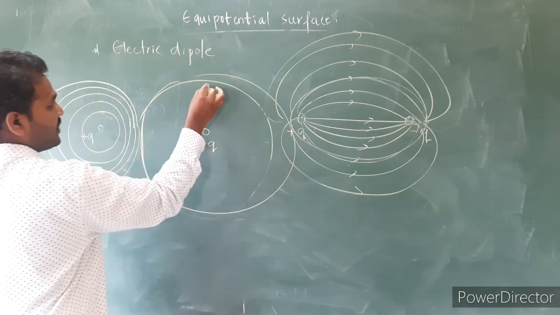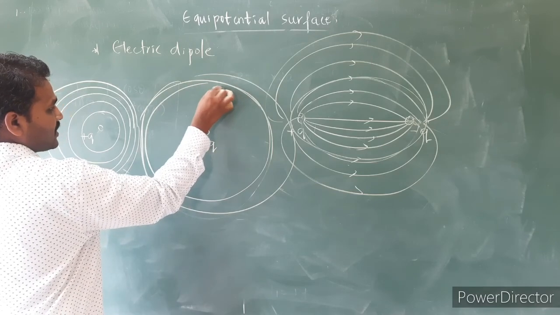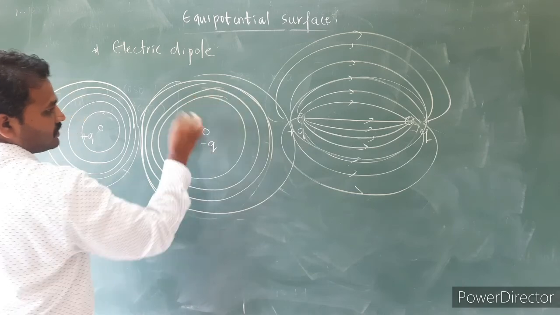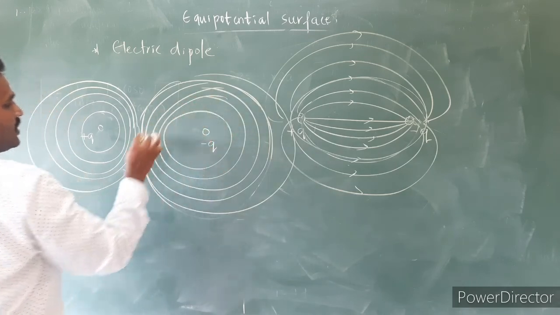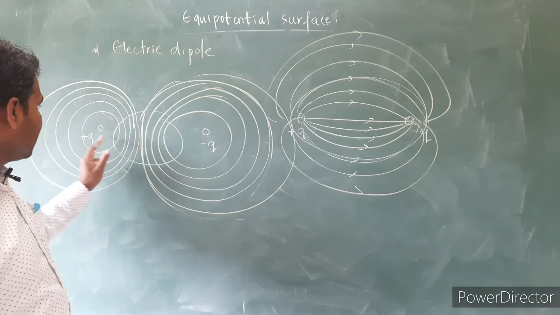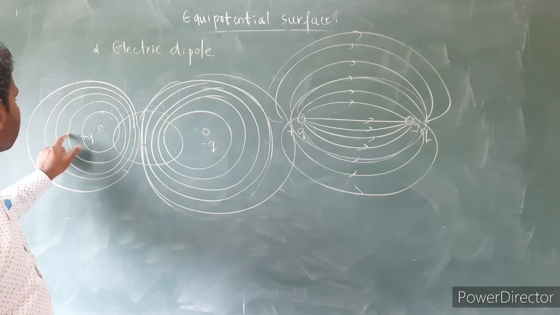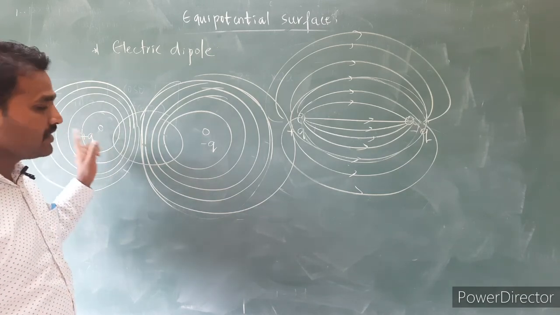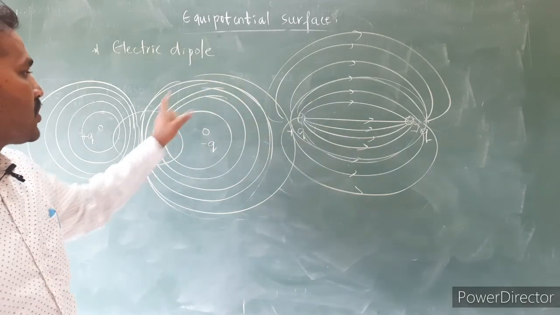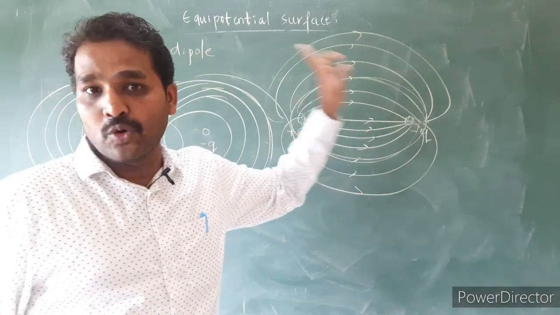So, I will be having a distribution of equipotential surfaces something like this. Inwards the distances between equipotential surfaces are decreasing, and as I move away from the source charges, the distance between equipotential surfaces is increasing. So, this is the figure for the distribution of equipotential surfaces when we have an electric dipole.